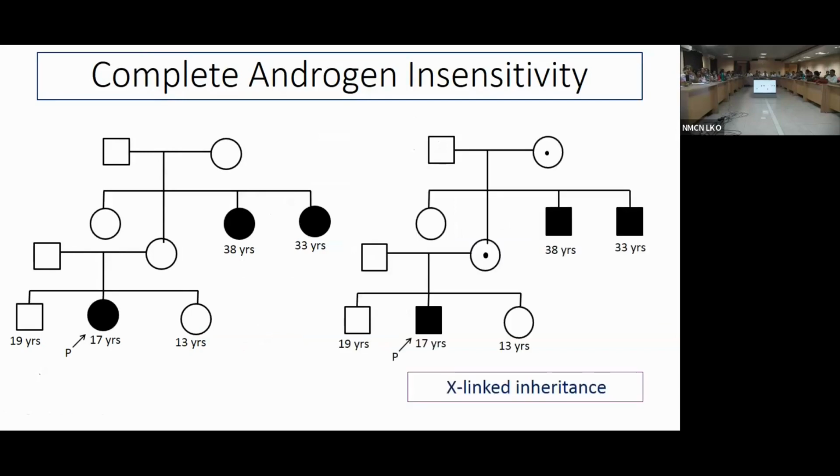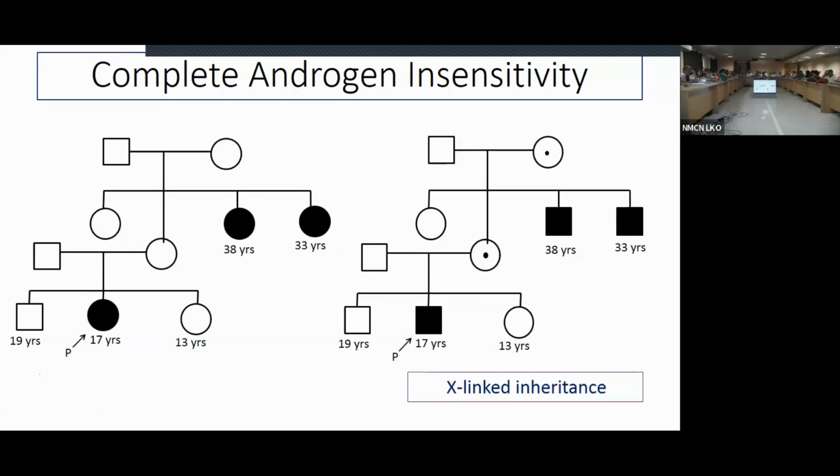But after you do the test, you actually find out that these individuals are 46XY and they are reared as females because they have female external genitalia. Then it becomes obvious X-linked inheritance, isn't it? So this androgen insensitivity actually has an X-linked recessive pattern of inheritance.